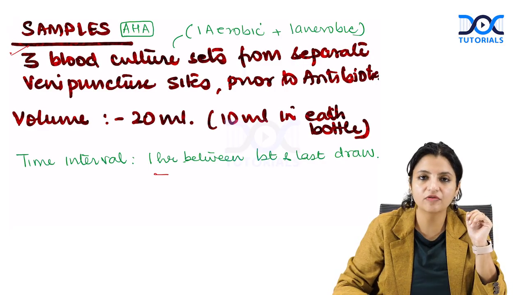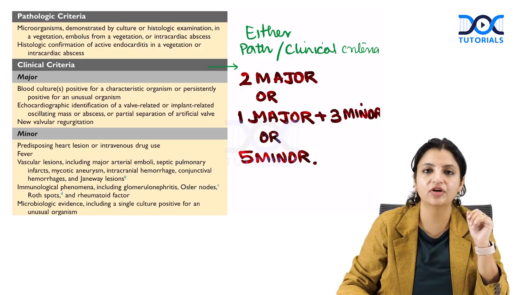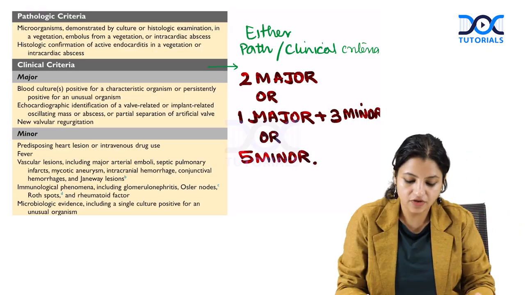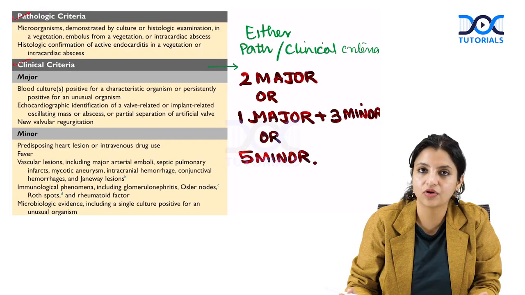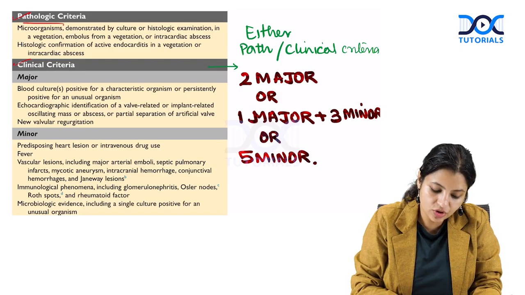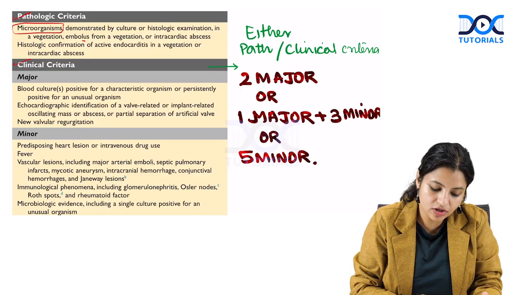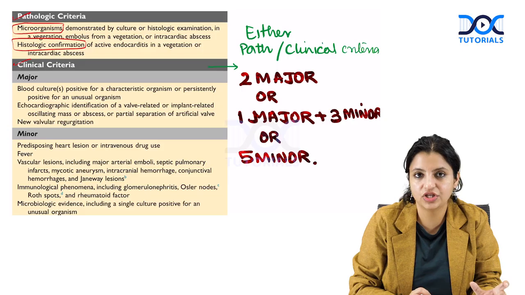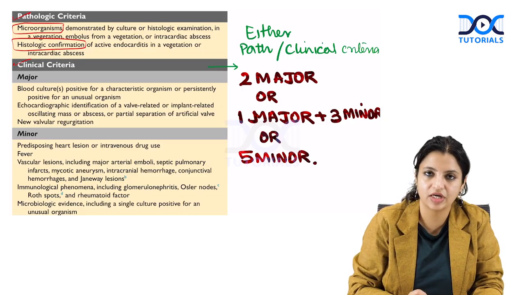Okay. Apart from that, if you look at the modified Duke's criteria for the diagnosis of infective endocarditis, you should be very clear that we require either a pathological criteria or a clinical criteria, first of all. If we talk about the pathological criteria, either we demonstrate microorganism by culture or histopathologically, or if we take active vegetation and we do a histological confirmation, then also we can make a diagnosis.